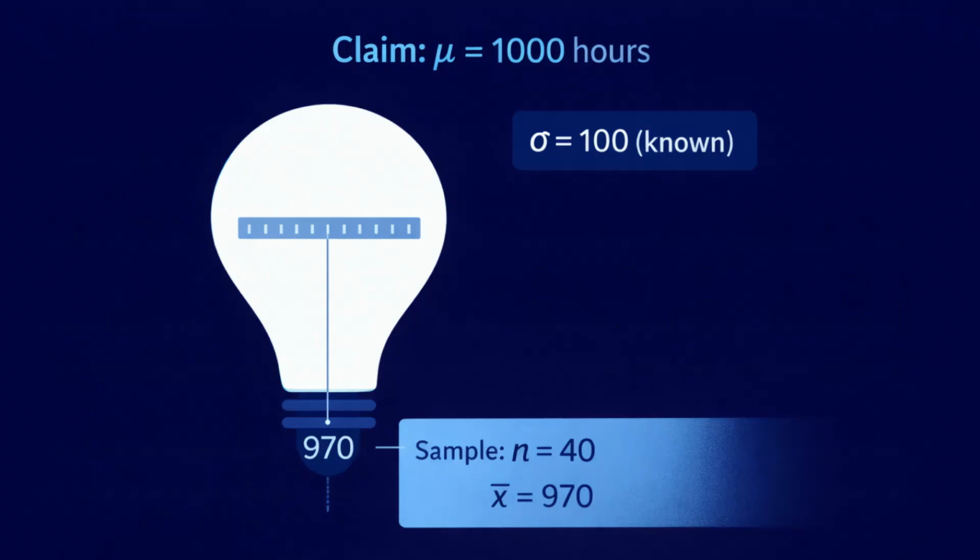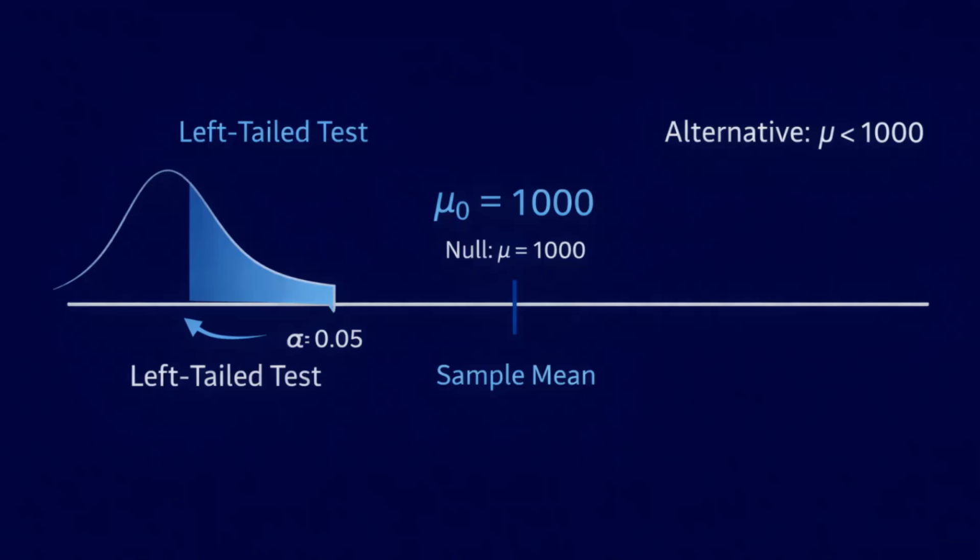First, consider a mean test where the population standard deviation is known. Suppose a manufacturer claims that the average lifetime of a light bulb is 1,000 hours, and the population standard deviation is 100 hours. A sample of 40 bulbs has a mean lifetime of 970 hours. The null hypothesis states that the population mean equals 1,000 hours. The alternative hypothesis states that the population mean is less than 1,000 hours.